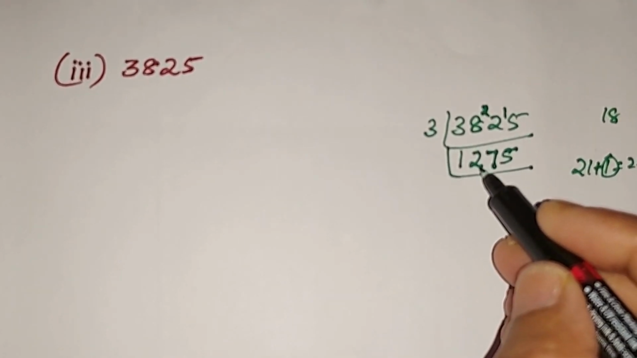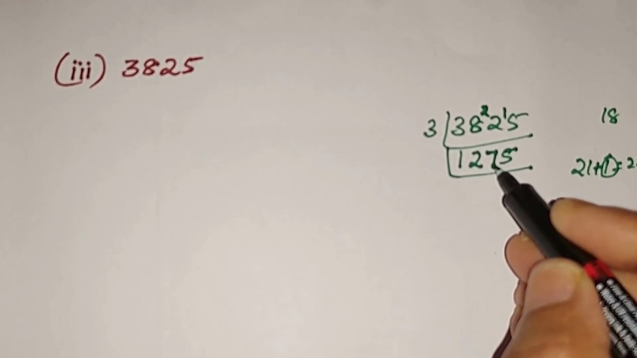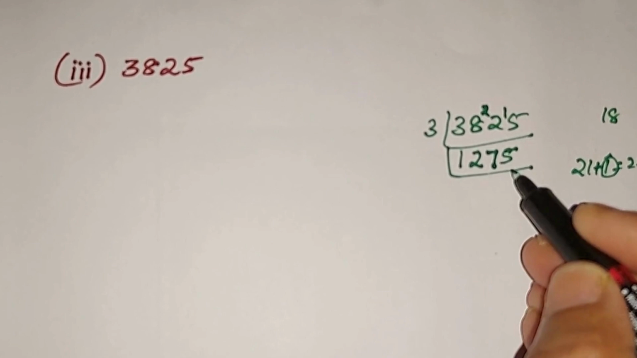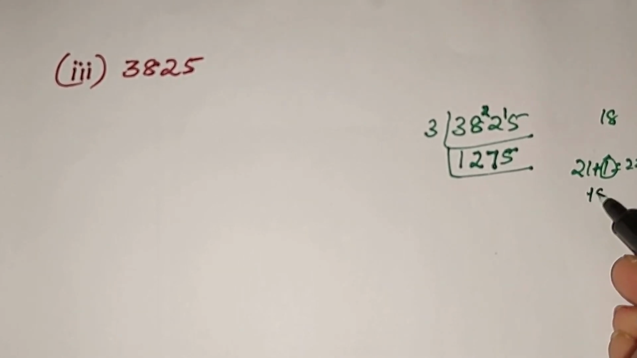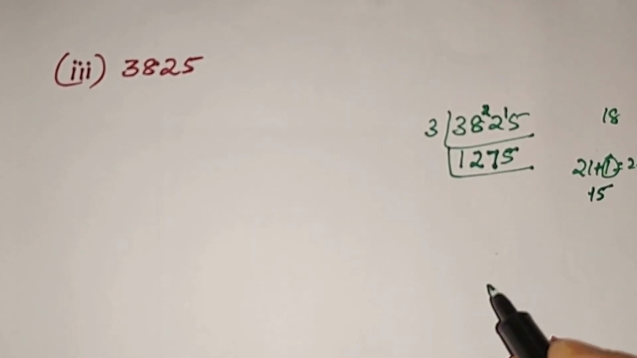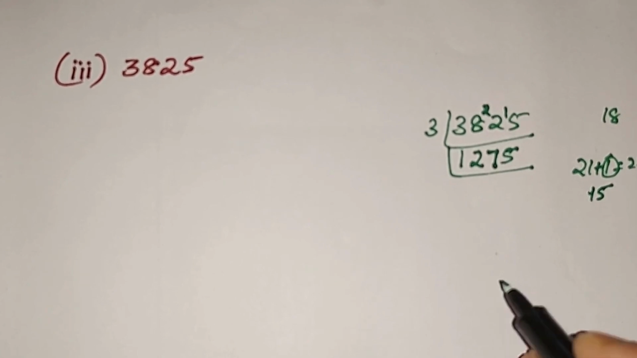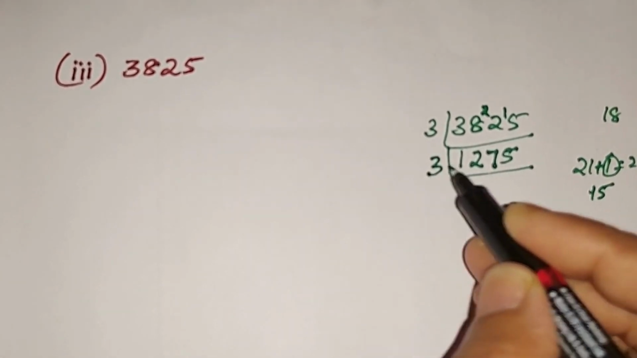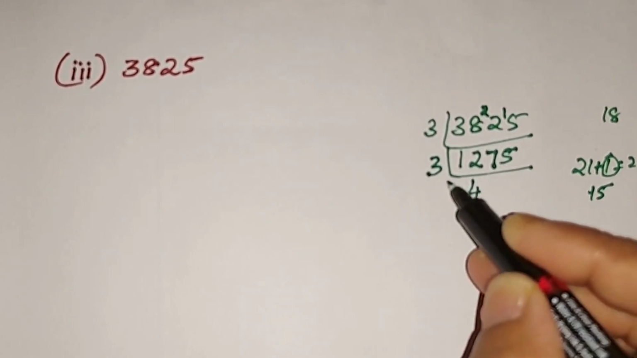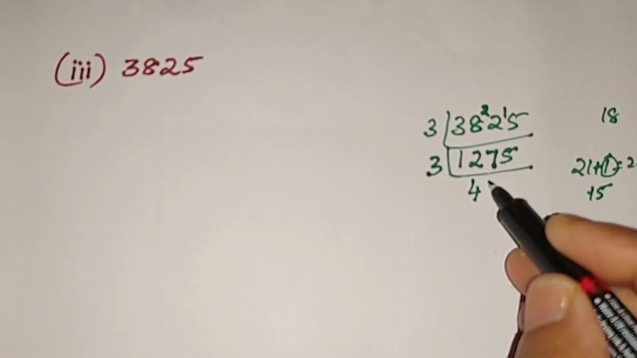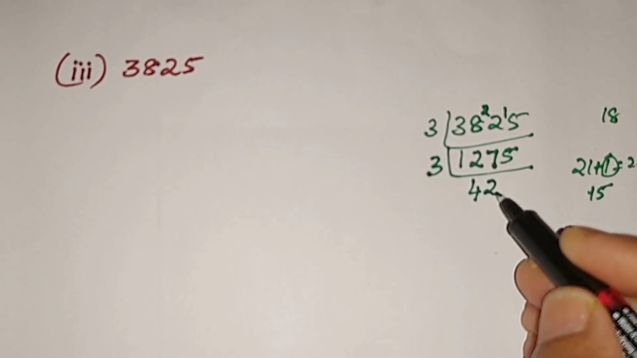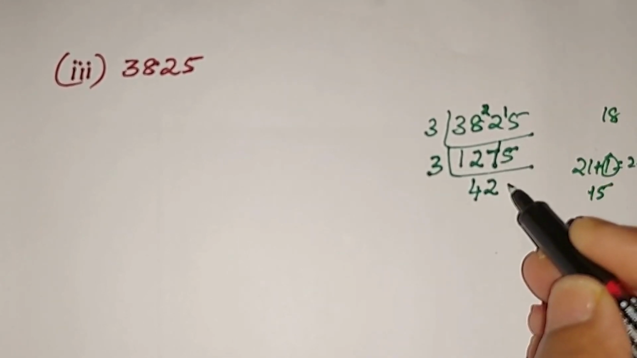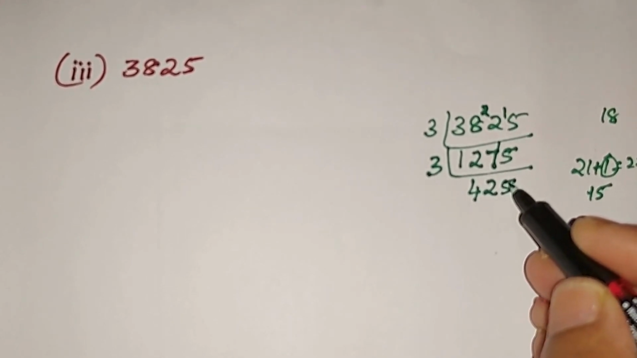See this. 1 plus 2 is 3, 3 plus 7 is 10, 10 plus 5 is 15, right? The sum is 15. So that means it is divisible by 3, no doubt at all. Next, we can divide this with 3. 3 goes into 12 four times. 3 goes into 7 two times, because 2 3s are 6. Then 1, 3 goes into 15 five times.